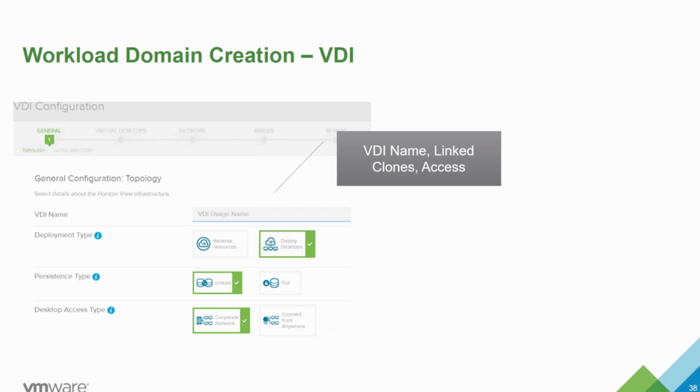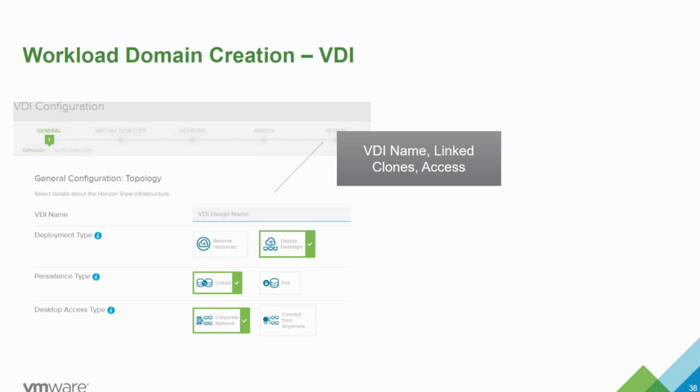So we're going to ask you the basic VDI usage name. This is going to be the student's workload domain if you're an educational institute, that kind of thing. You're going to choose whether you want to deploy desktops immediately or if you just want to reserve the resources for the desktops later, and you can go back and deploy them when you're ready. Maybe once you've fine-tuned your Windows base image, that kind of thing. You can choose your persistence type, whether you want link clones or full clones, and you can choose whether the desktops will be available just on the corporate network or if you'll be able to connect from anywhere.